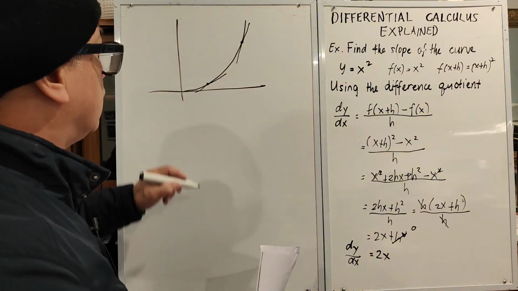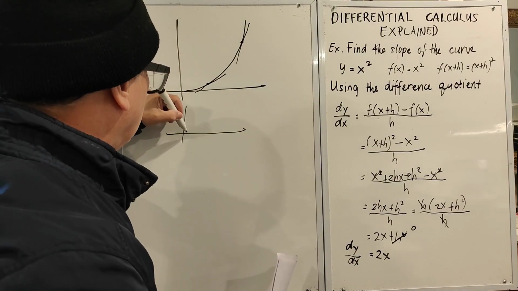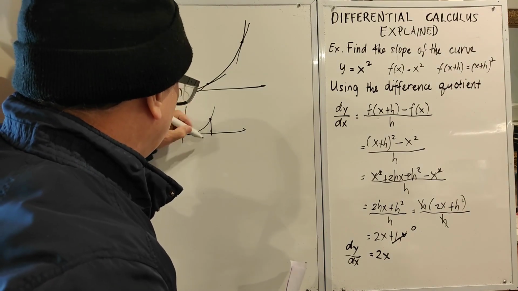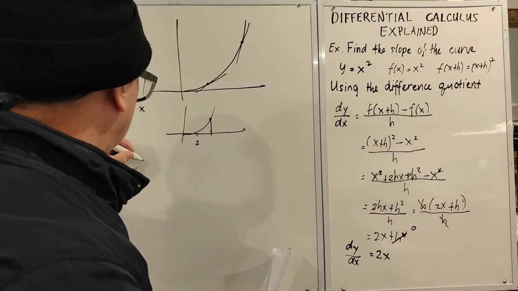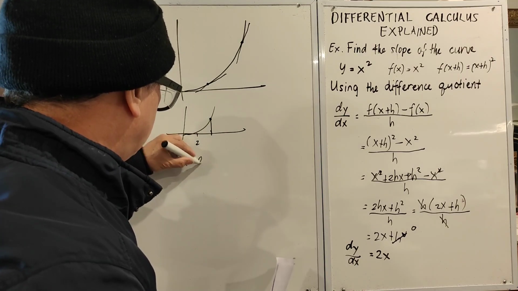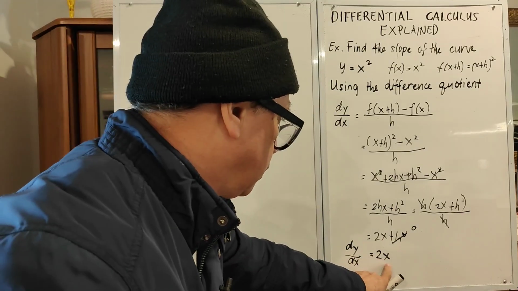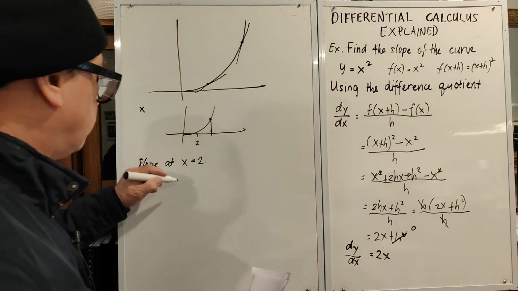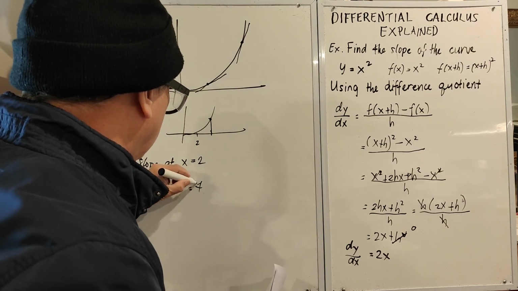For example, we want to get the slope at 1, 2. So we want the slope here at x is equal to 2. The slope at x is equal to 2 would be, you replace x with 2, so 2 times 2 is 4. So the slope at this point is 4.